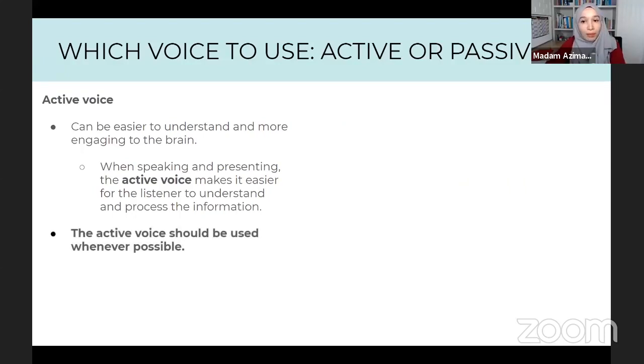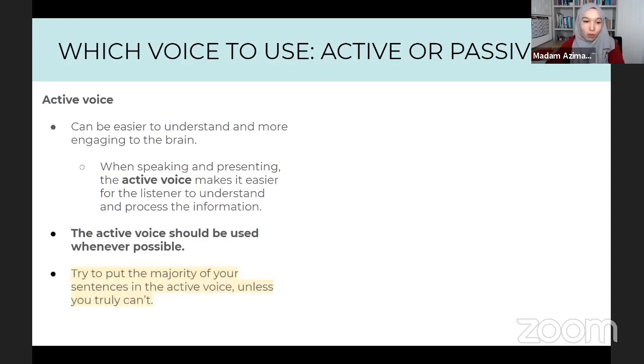So the recommendation is that the active voice should be used whenever possible, and try to put the majority of your sentences in the active voice. Unless you truly can't, there's no other way, then you use the passive voice. So you have a choice. If you're speaking, use as much as you can the active voice. However, the passive voice has its perks. That means advantages as well.